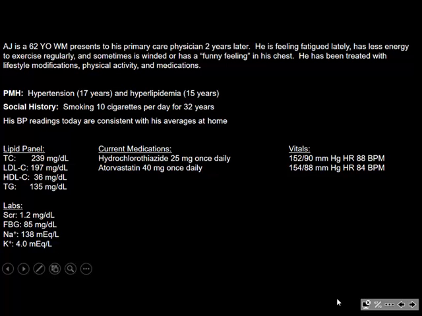You could do amlodipine because his blood pressure is high. His heart rate's in the 80s, though. Probably start with a beta blocker. Which beta blocker would you use?